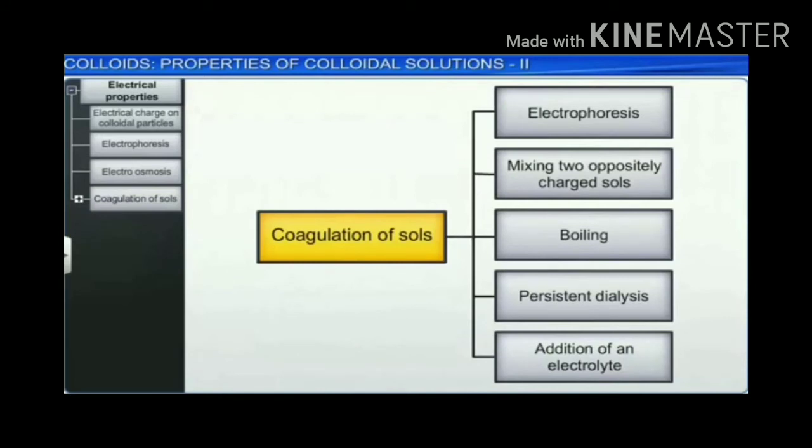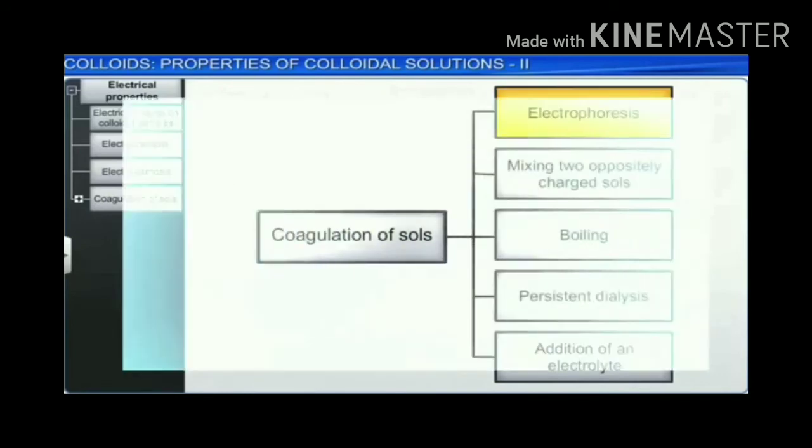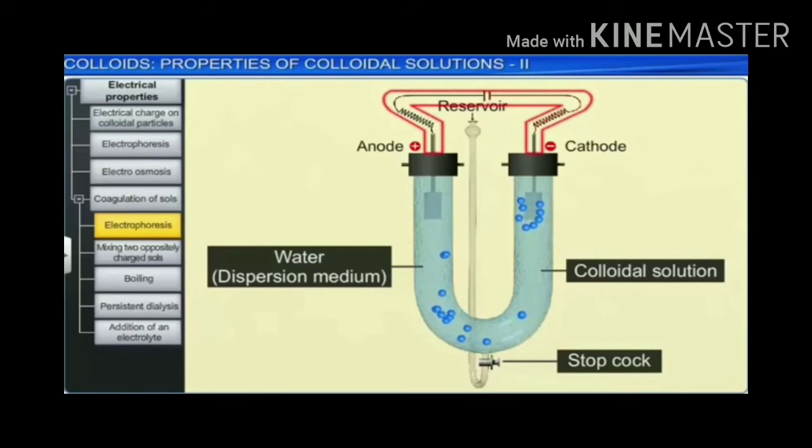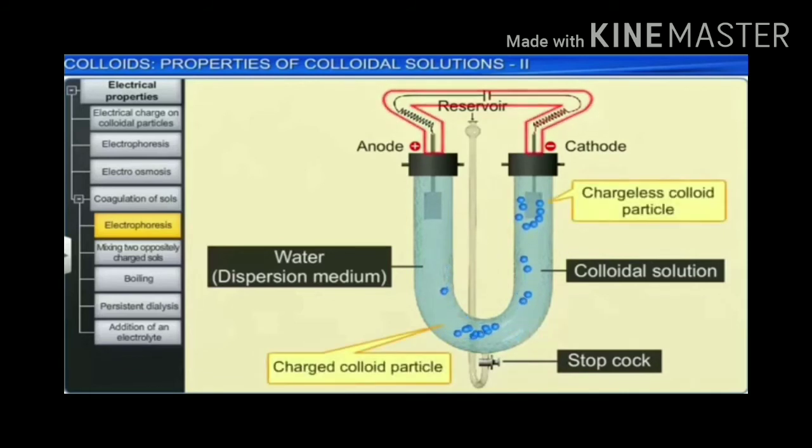One method is electrophoresis. You know that the colloidal particles in a colloidal dispersion move towards a particular electrode under the influence of an electrical field. If the process is carried over a prolonged period of time, then the colloidal particles get discharged at the oppositely charged electrode and get coagulated.